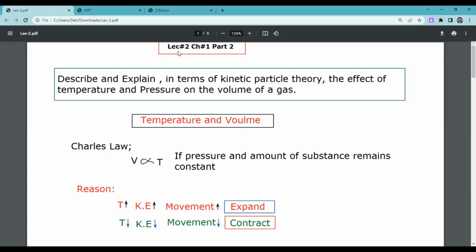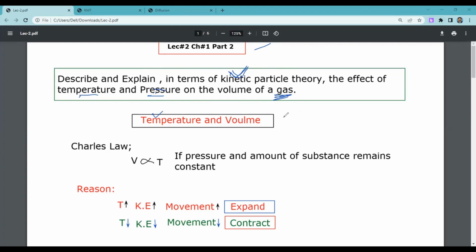In the previous lecture, we discussed in detail what states of matter are and the changes in states of matter. In this module, we are going to discuss the effect of temperature and pressure on the volume of a gas in terms of kinetic particle theory. First, we see the effect of temperature on volume.